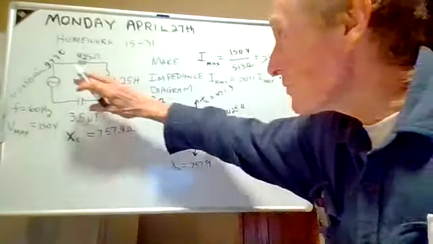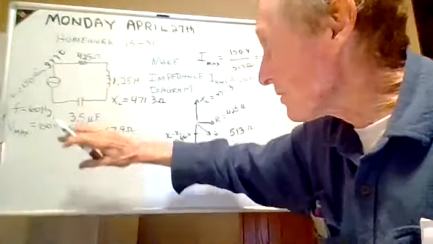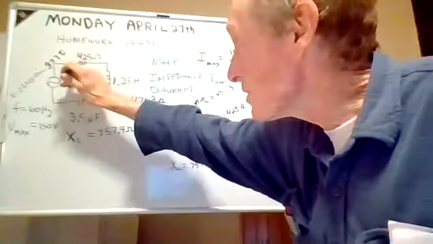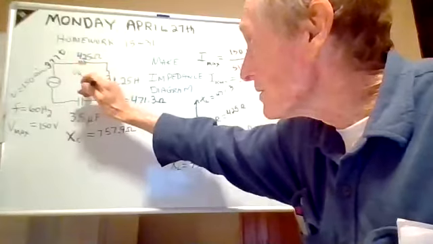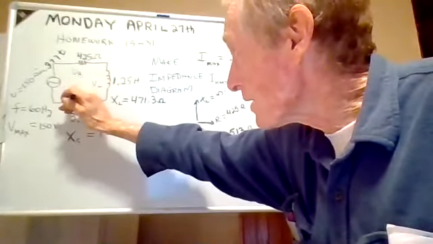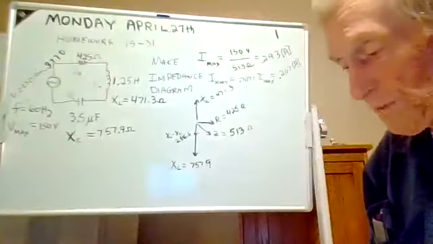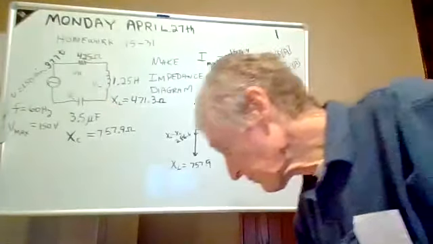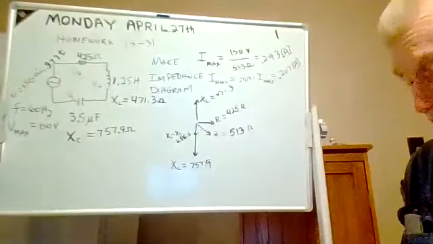But now let's get the voltage on each one of these components. I want the voltage on the resistor, the voltage on the inductor, and the voltage on the capacitor. I will shut up for a tiny minute. You've got a minute or so. And I want you to give me those voltages.